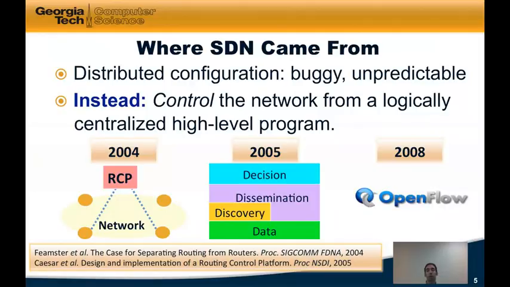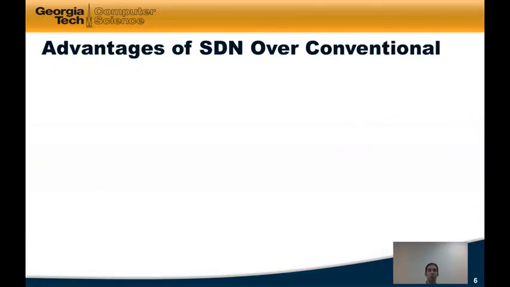A few years later, we saw another instantiation of SDN called OpenFlow, whereby a high-level controller could control the behavior of switches through a well-defined interface. And we'll talk about the OpenFlow architecture and control channels in a lot more detail in later modules.